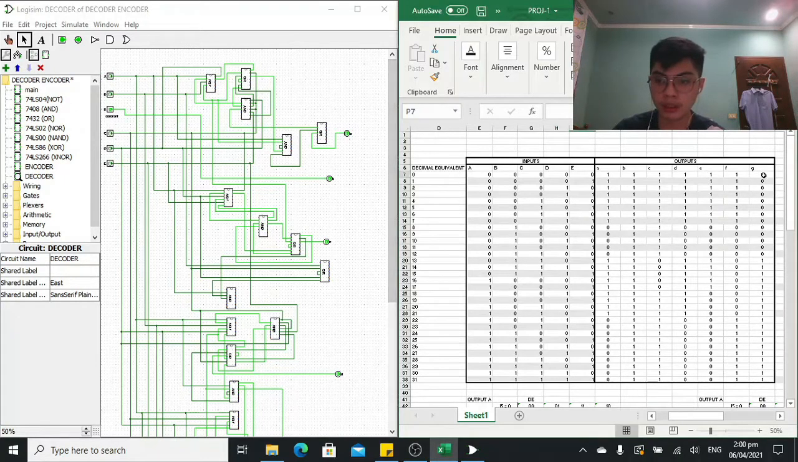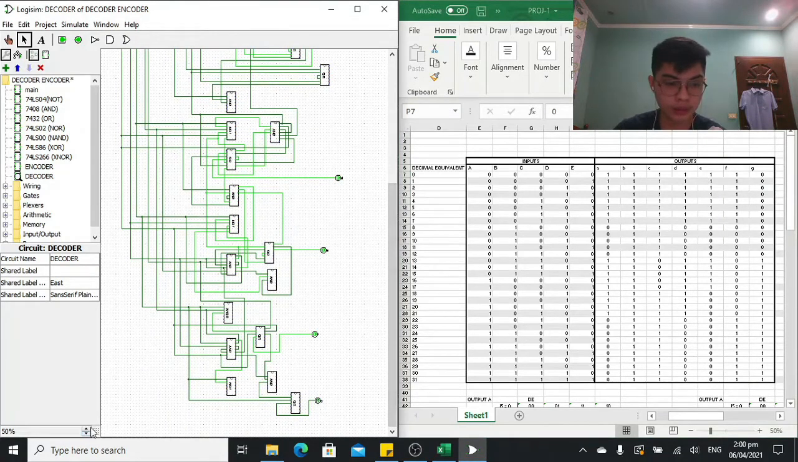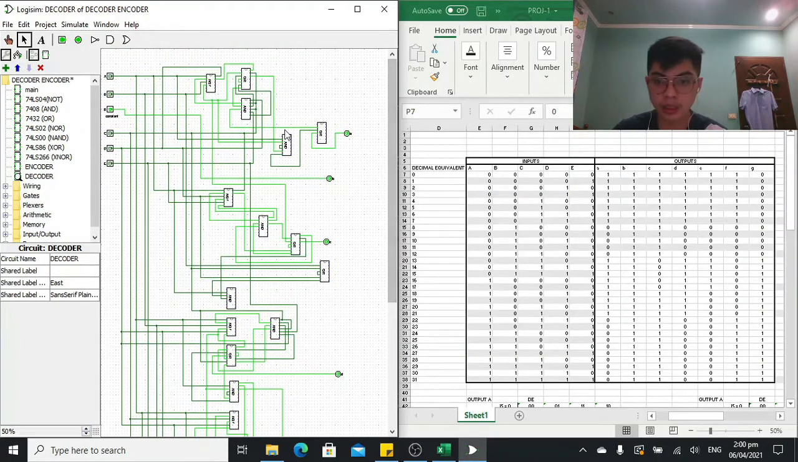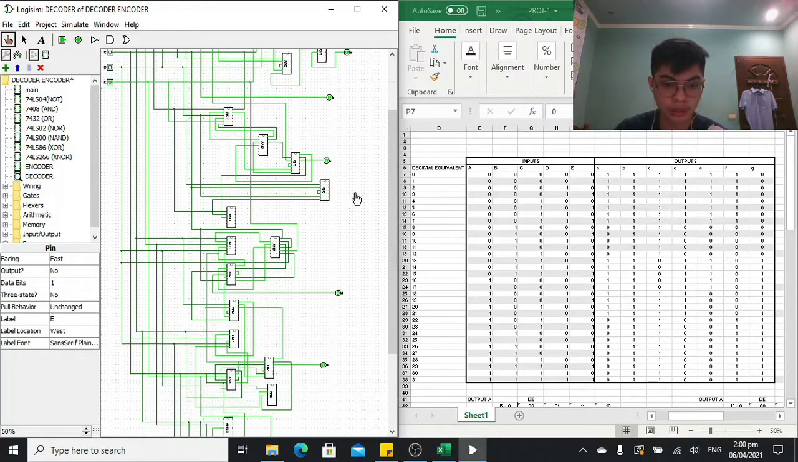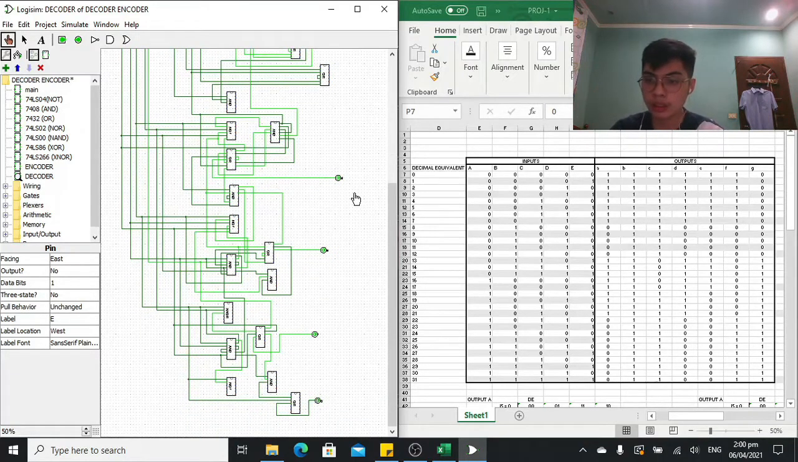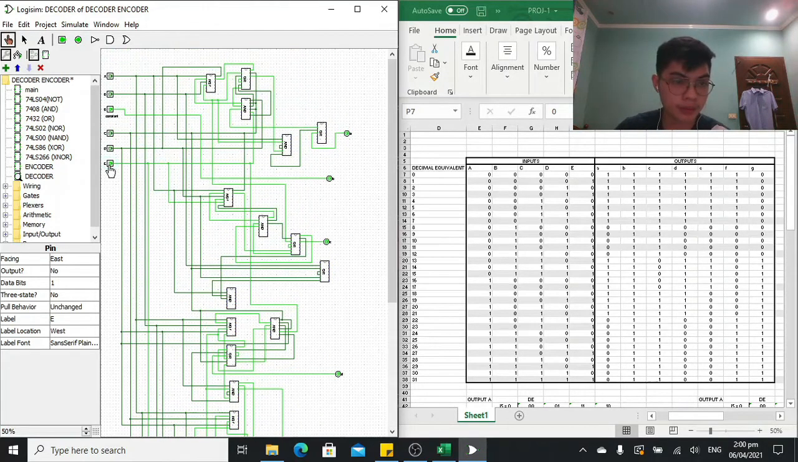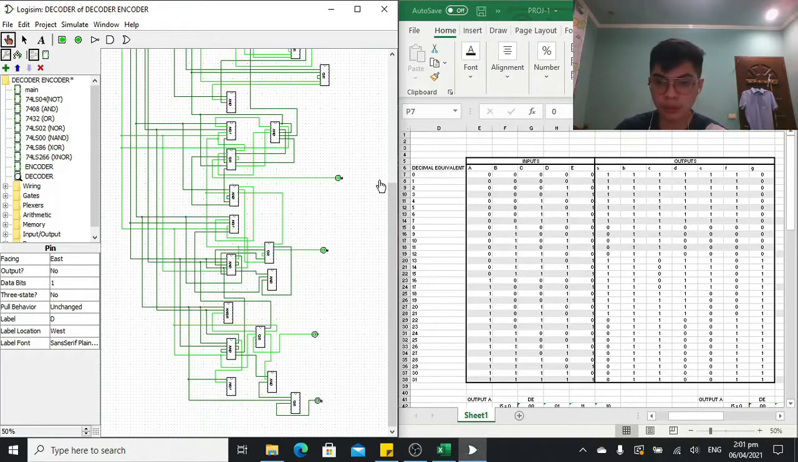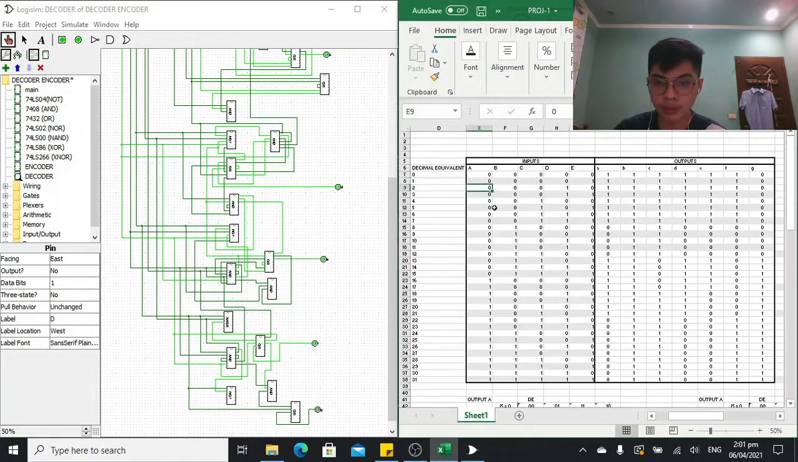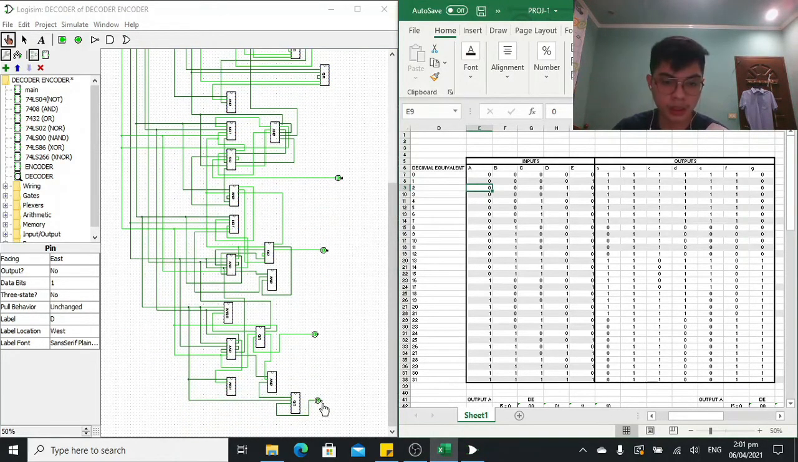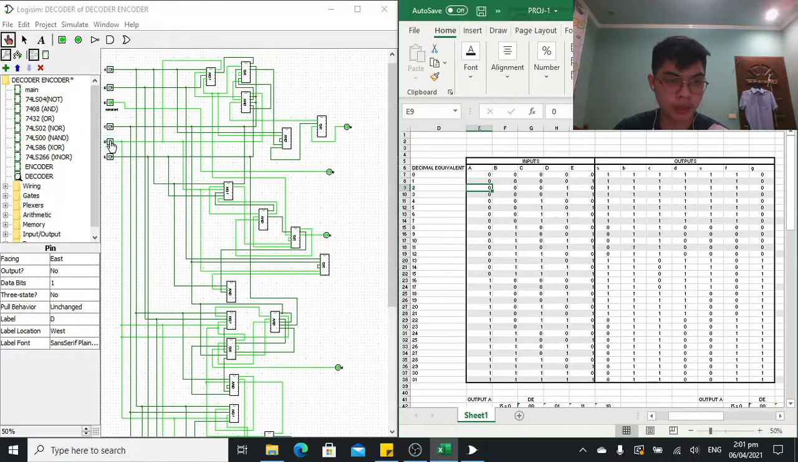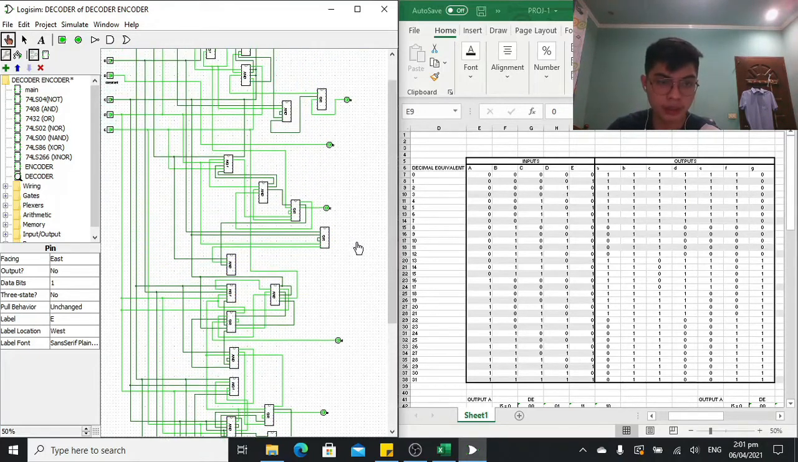0, 0, 0, 0, 0. The only G is 0, so this is correct. Then let's try 0, 0, 0, 0, 1. So letter G is only 0. Let's try 0, 0, 0, 0, 1, 0. So the output will be like this. Letter G is the one only with the 0 value. Let's try 0, 0, 0, 0, 1, 1. Only letter G again is 0.